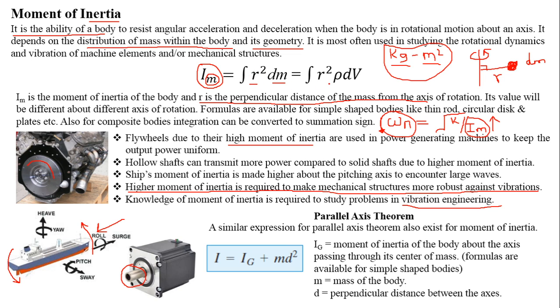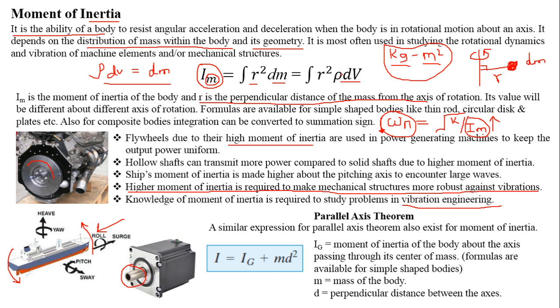So integral r square dm. And since you know that mass, density and volume are related to each other, density is mass over volume, therefore density times volume is equal to this mass dm. So in place of this dm we can write integral rho dv.